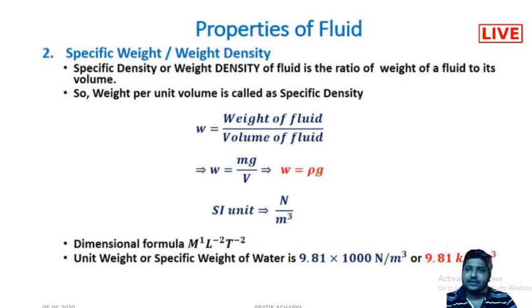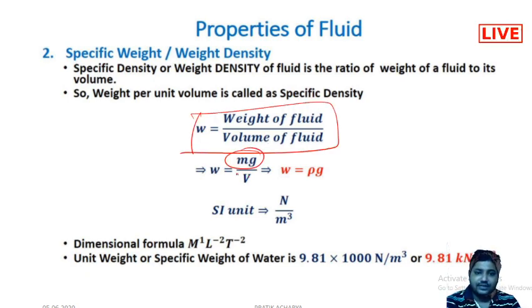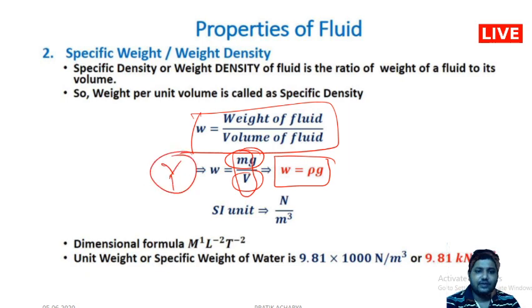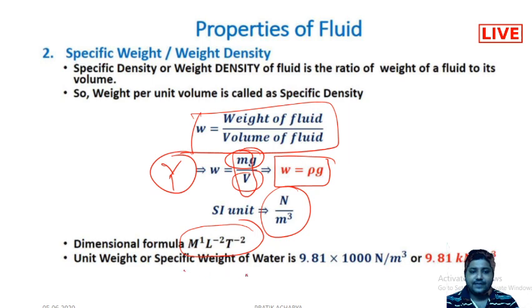Specific weight, or mass density, is also called weight density. Weight density means the weight of the fluid per unit volume. What is weight? This is mass into g per volume. Mass per volume is density, so this is rho into g, and it is also represented by gamma. The unit is Newton per meter cube. You can find the dimensional formula, it is very easy. So what is the specific weight of water? This is rho into g, so this is 9.81 kilonewton per meter cube.